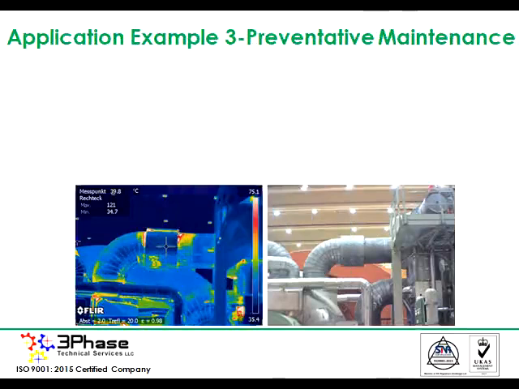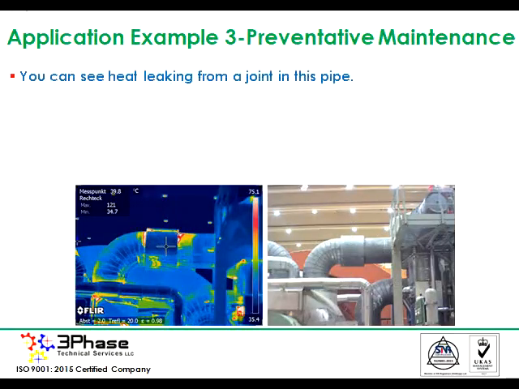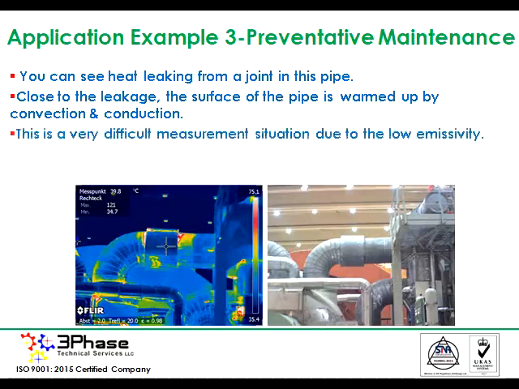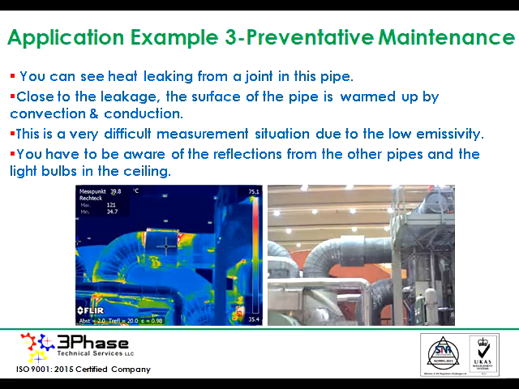Application example 3, preventative maintenance. You can see heat leaking from a joint in this pipe. Close to the leakage, the surface of the pipe is warmed up by convection and conduction. This is a very difficult measurement situation due to the low emissivity. You'll have to be aware of the reflections from the other pipes and the light bulbs in the ceiling.